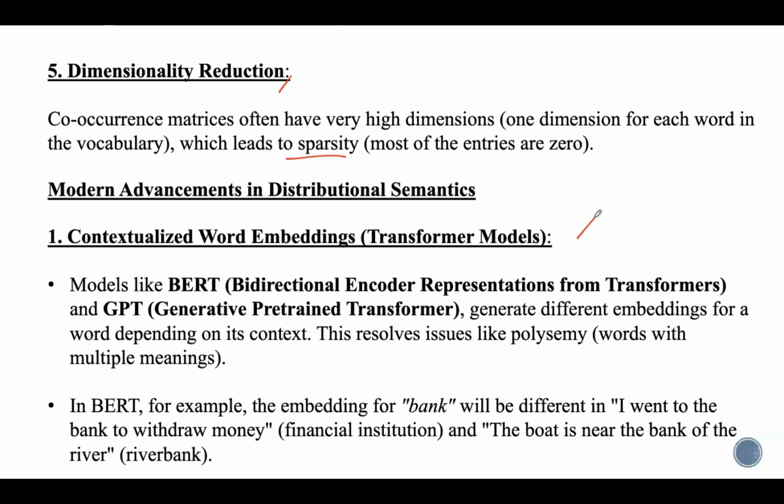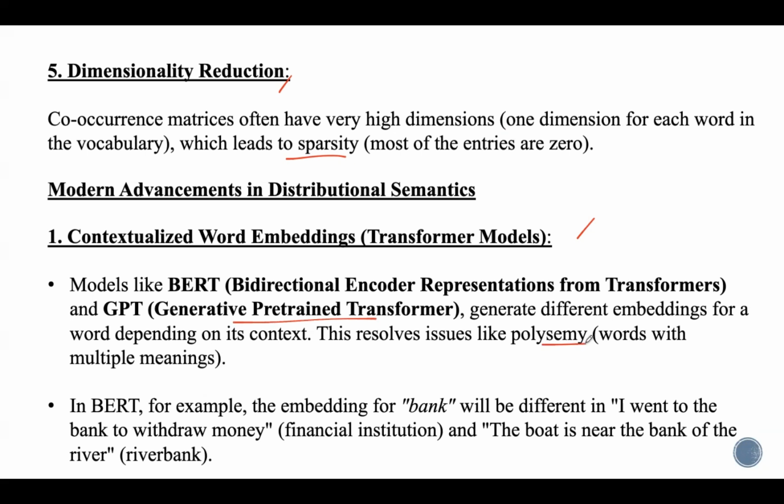Traditional word embeddings usually assign a single vector to each word without considering meaning in different contexts. Say if you take the word bank. Bank would have the same embedding whether it means a financial institution or the side of a river. And contextualized embeddings like BERT, that is bidirectional encoder representations from transformers, or even GPT, generative pre-trained transformer, generate different embeddings based on the context instead of generating the same embedding for a word in multiple contexts. This actually resolves problems like polysemy.